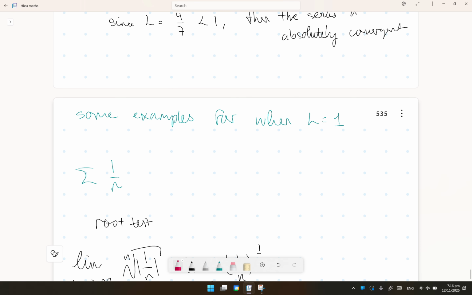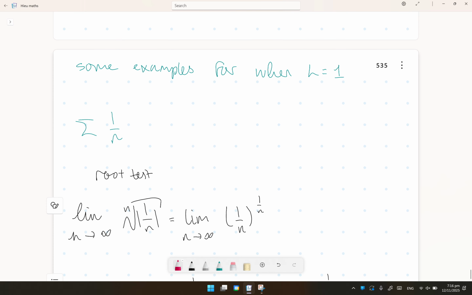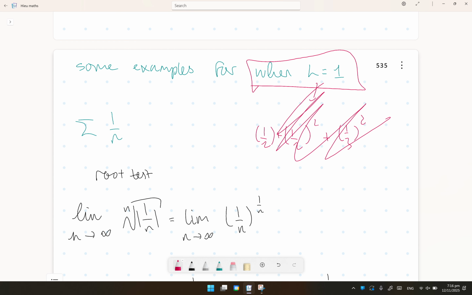I want to revise the continuous function theorem really quick. So let's look at a few examples when L is equal to 1. And let me remind you that when L equals 1, it's usually because it's not in the form of a geometric sequence. So it's not in the form of 1 plus 1/2 plus 1/2 squared plus 1/2 cubed. It's just not in that form. So that's why it turns out like this.